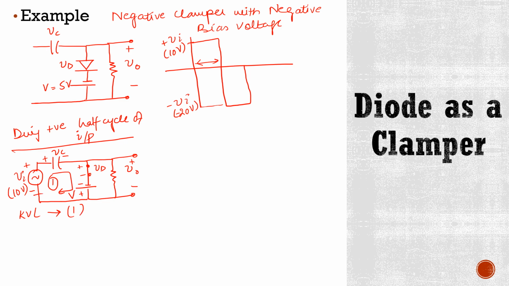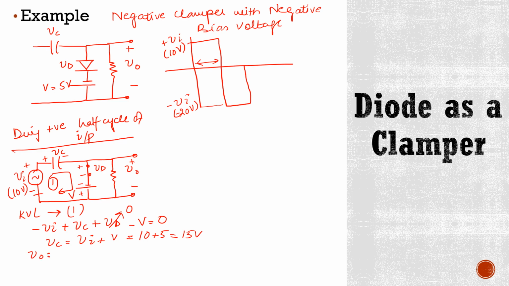Start from this point. You get minus VI plus VC plus VD minus V is equal to 0. And here this diode is assumed to be ideal, so it is 0. So now VC will be VI plus V. Here VI is 10 and V is 5. It means capacitor voltage is 15 volts. Okay. Now we will find output voltage.